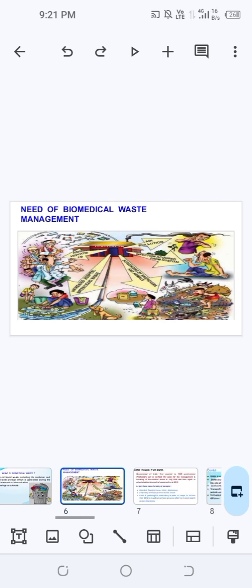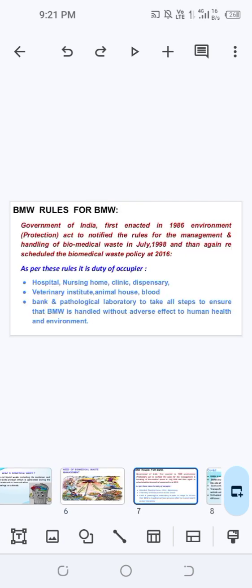Okay. Now coming to the different rules for biomedical waste. Actually, the government of India enacted the first biomedical rule in the year 1986 by the Environment Protection Act to notify the rules for the management and handling of biomedical waste. Then it modified the Biomedical Waste Act in the year 1998. Then again, they rescheduled the act in the year 2016.